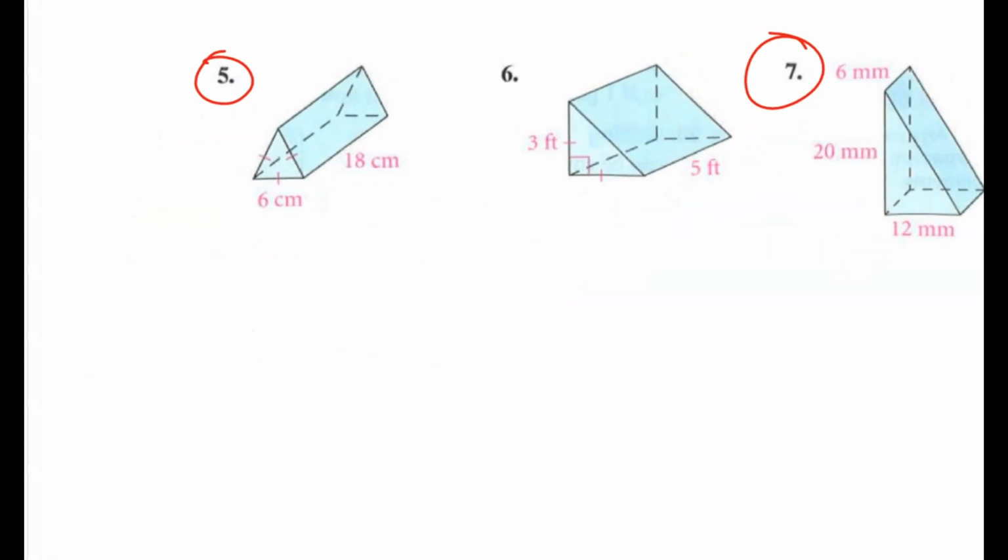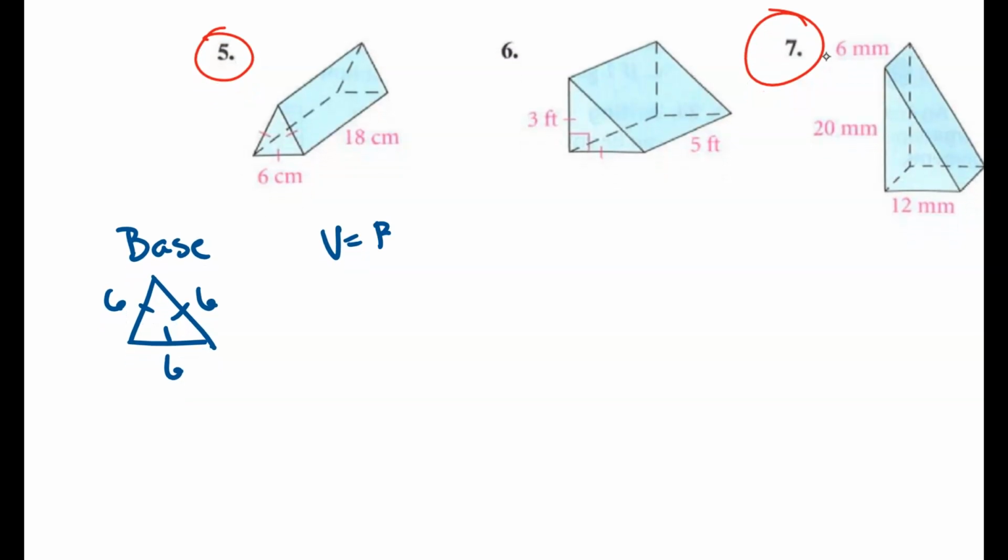Number 5, it's a prism because we have the two congruent polygon bases that are parallel. But remember, anytime you have a pyramid or a prism, you have to draw the base. And it's all 6 centimeters on a side. And then you write down the formula you're going to need. Well, I'm doing volume. Well, that's area of the base times the height. So I have to find the area of the base.